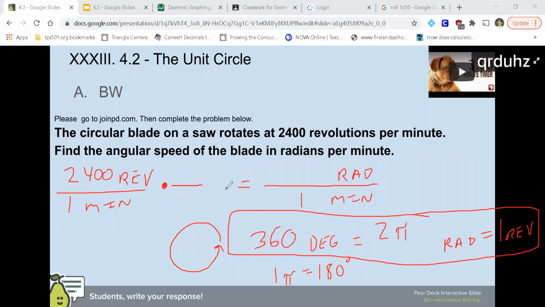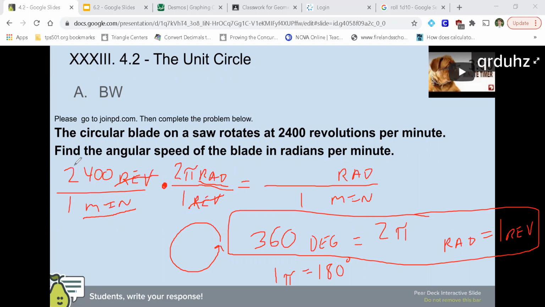Okay, so if I plug my conversion rate in here, I want radians on top, so I'm going to put the radians on top here. And I want revolutions on bottom, because if I set my problem up like this, see how I have a revolution in the numerator and the denominator? Because of that, they'll cancel out, and the only units I'll have left are radians in the numerator and minutes in the denominator, like I want.